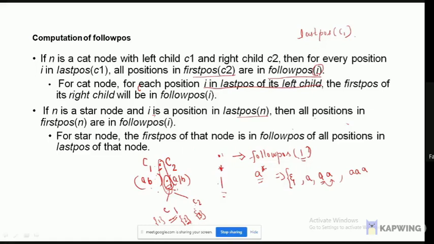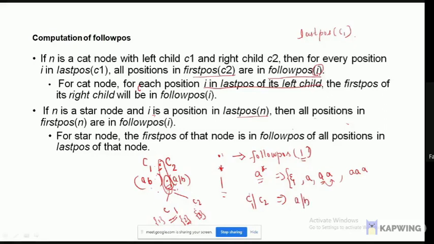In case you are having the OR operator, can we give that for the OR operator? Can you tell C1 OR C2, if it is like this, can you tell C1 will be followed by C2? Can you tell that? Yes? Can anyone answer this question?